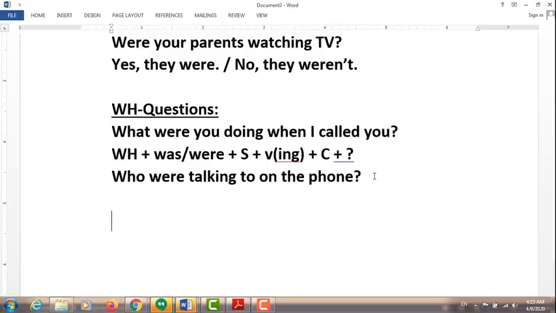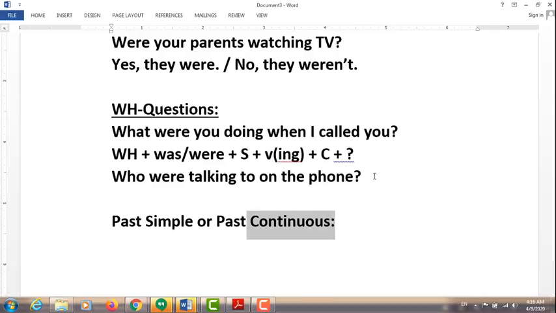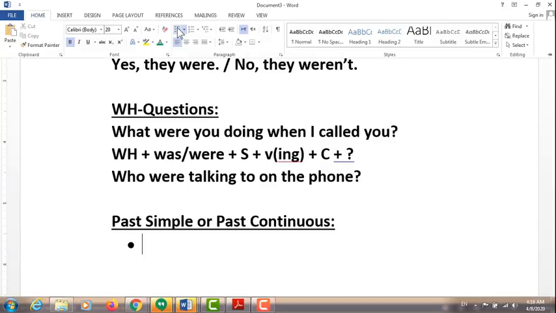Which one can I use? Past simple or past progressive or continuous? I usually repeat both the names because you will hear mostly past continuous or past progressive. The other name for past continuous is past progressive. Okay, so listen. First, let me give it a bullet.